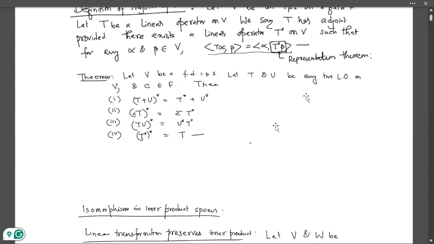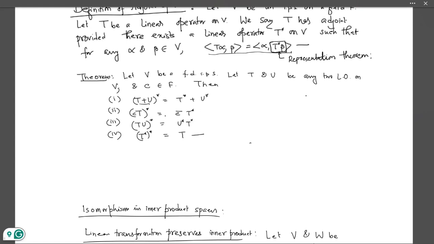So we have some properties of adjoints. Let T and U be linear operators. Then the relation between the adjoints and the actual T and U: if you have the operator T plus U, then its adjoint is T star plus U star, where star denotes the adjoint. This theorem was proved in the class, so I'm not going to prove it, but I'm recalling these theorems because they will be important while solving exercises.